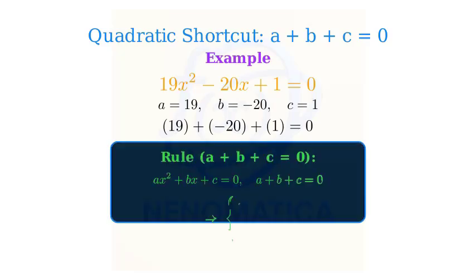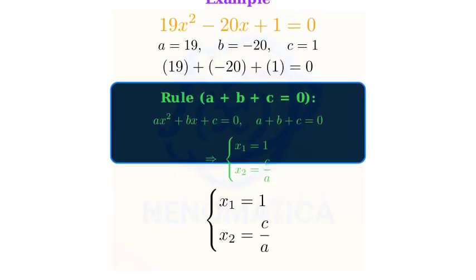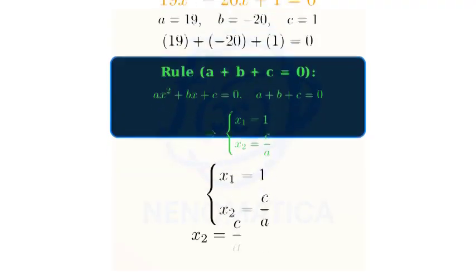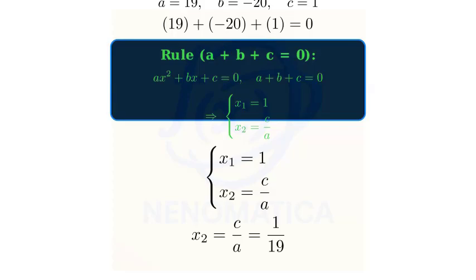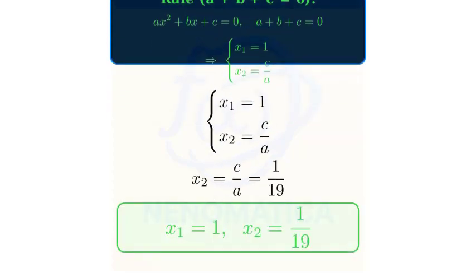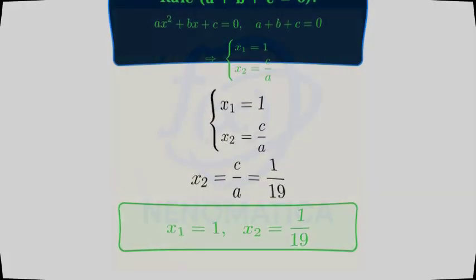This is the rule we will use. If ax squared plus bx plus c equals 0, and a plus b plus c equals 0, then the roots are x1 equals 1 and x2 equals c over a. Applying the rule directly gives us the structure of the solutions. x1 equals 1 and x2 equals c over a. Now substitute c equals 1 and a equals 19. So x2 equals 1 over 19. Therefore, the solutions, following the exact algorithm, are x1 equals 1 and x2 equals 1 over 19.